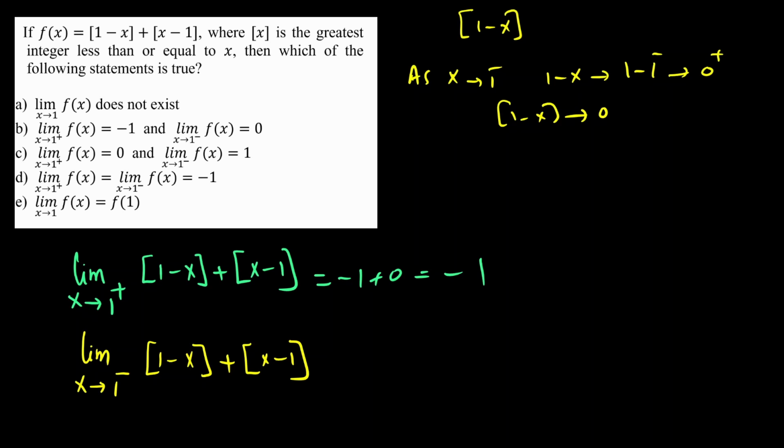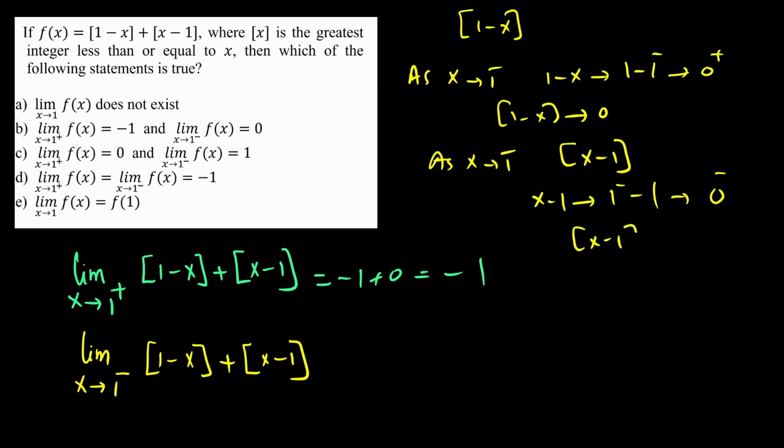Okay, now for the second argument, as x goes to 1 from the left, we're looking at the greatest integer of x minus 1. Now x minus 1 is going to go to 1 from the left minus 1, and that is going to go to 0, but it will bear a negative sign always, and of course the greatest integer of that is going to be minus 1. So x minus 1 is going to go to minus 1, and the result is going to be 0 minus 1, which is equal to minus 1. So you can see the limit from the right is equal to the limit from the left, and the limit exists.